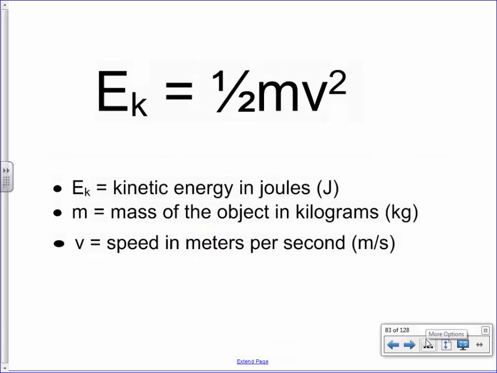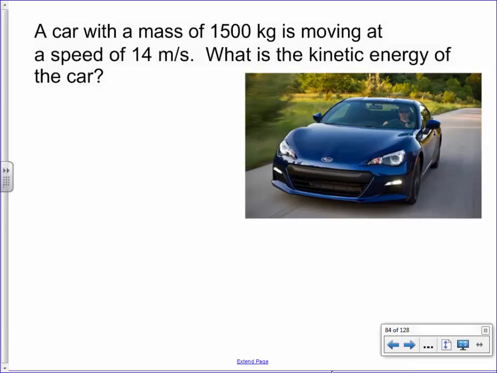Again, if you know how to use a formula, it's really straightforward. To find energy, with a little k in the corner, k just means it's kinetic energy, you need to take 1/2 of whatever the mass is and square the velocity. That's it. So let's try some examples. So you've got a car. The car is 1,500 kilograms and it's moving 14 meters per second. How much energy does it have?